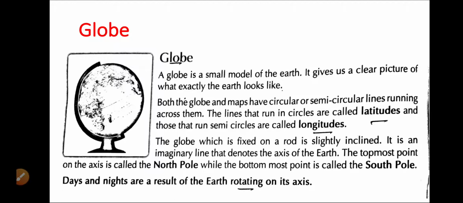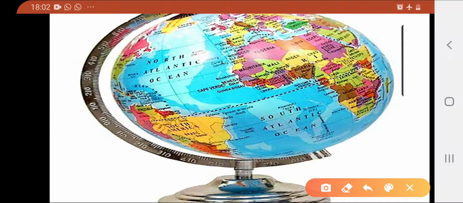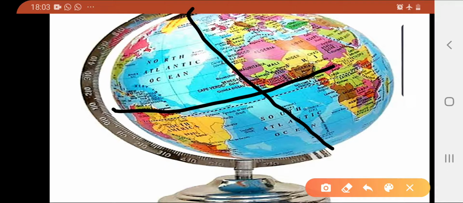The lines that run in circles from top to bottom covering the globe are called latitudes, and those that run in semicircles are called longitudes. You can see, children, over here the lines which run from here to here are called latitudes, and those lines which run in semicircular parts are called longitudes.